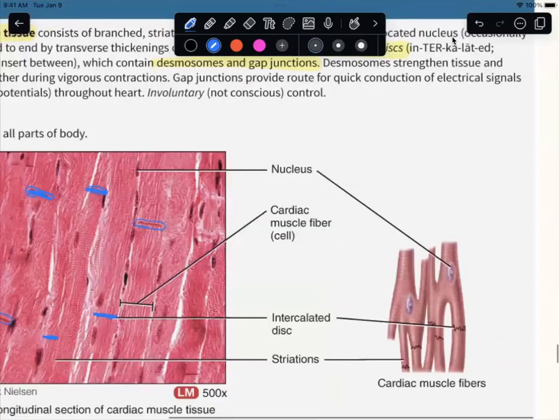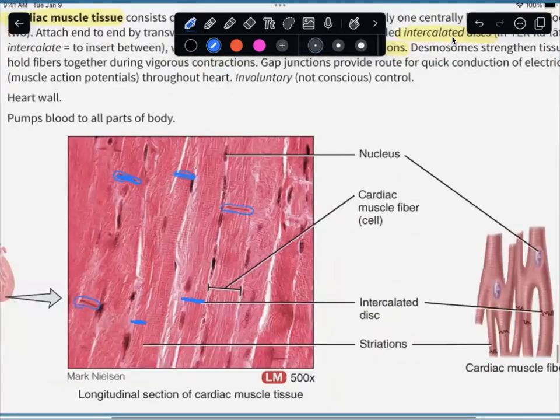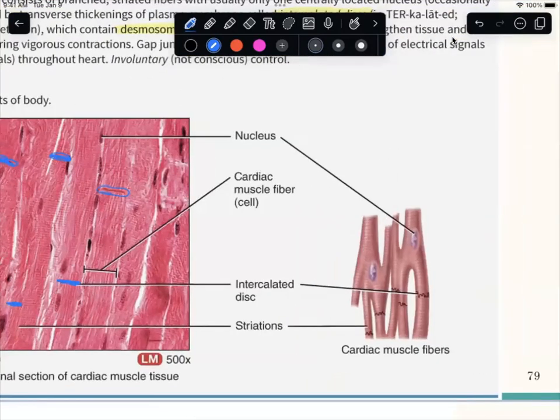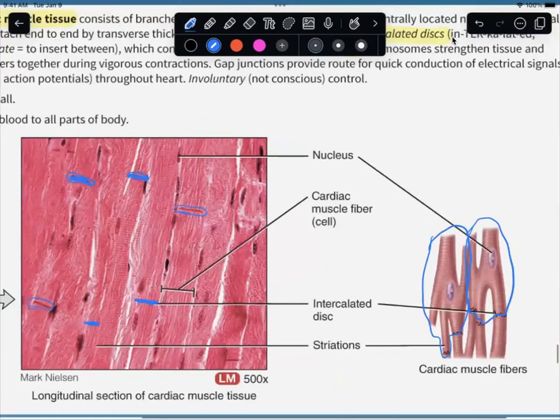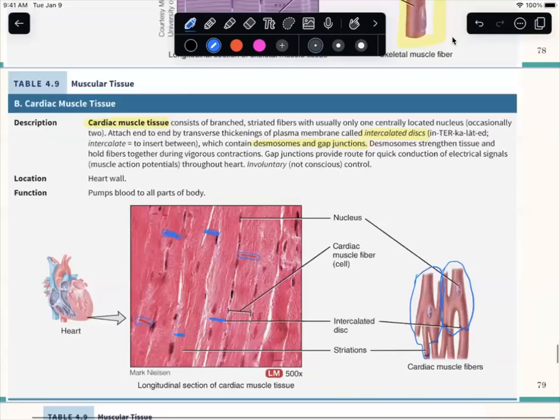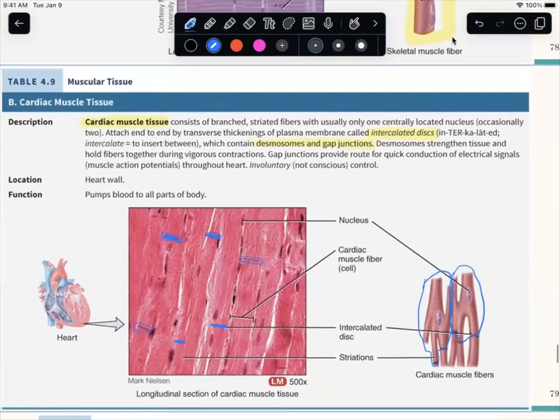Cardiac muscle cells, this picture doesn't show it as well, but they do branch. So this one cell here has all of these different branches to it. Same with the one next to it. It has this one branch, one cell that has multiple branches to it. So that's another thing that makes cardiac muscle different. These gap junctions.